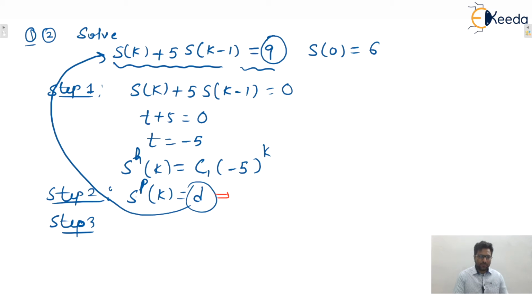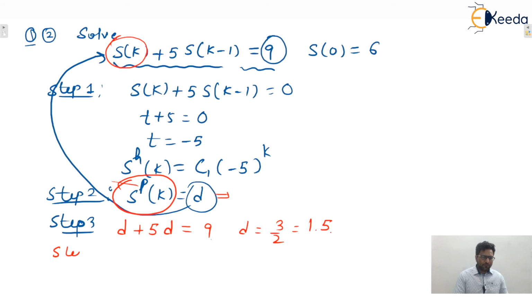So put this solution, this is also s of k, this is also s of k. Yes, this p is just for indication. So substituting, we can say that D plus 5 s of k minus 1 will also be D, because there is no k in the particular solution. That is equals to 9. So from here D value will be 3 by 2, that is 1.5.